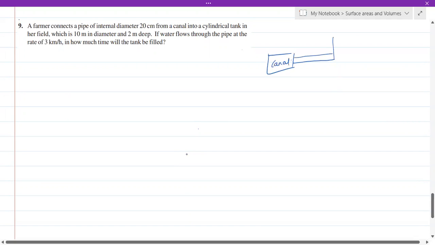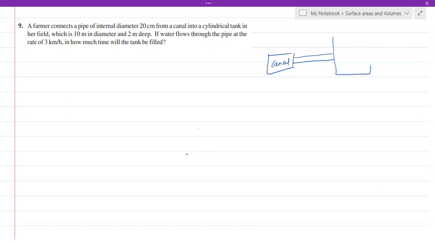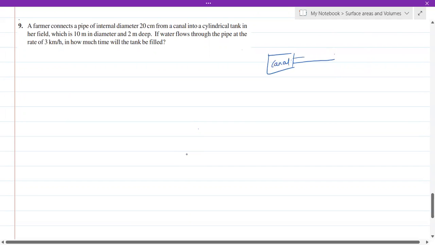This pipe is connected to a cylindrical tank like this. Let me draw it properly.